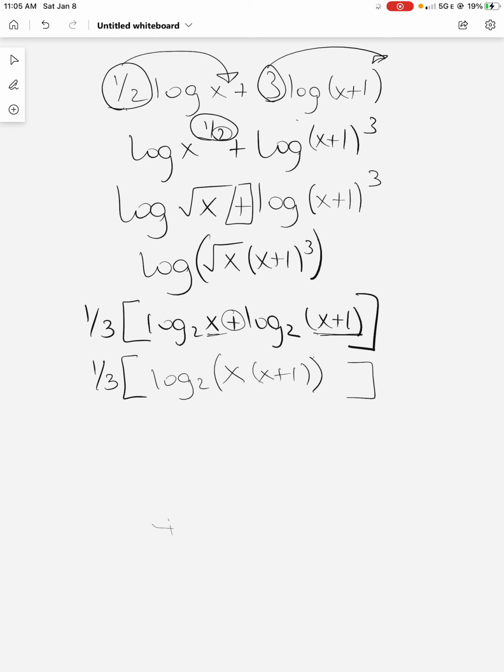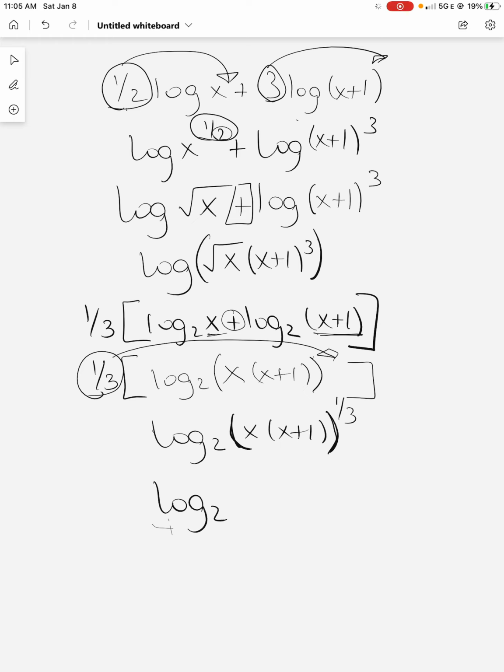Okay, and now we have this power rule, right? We can't simplify inside the parentheses anymore. So the power rule says that that was actually an exponent. So now this becomes log base 2 of x times x plus 1. And make sure you have these outer parentheses because that 1/3 has to go to the entire expression there. And then lastly, we remember that a fractional exponent is really a root, in this case a third root because a 3 is in the denominator. So we rewrite that as the cubed root of x times x plus 1.